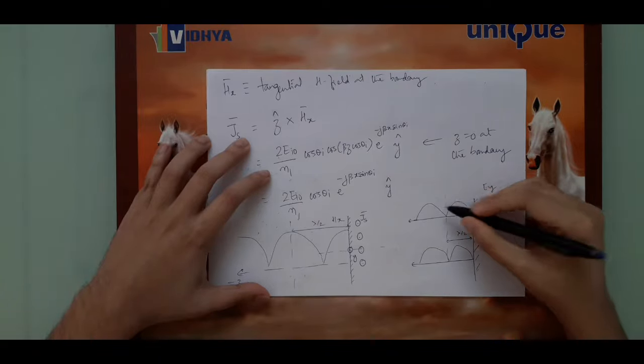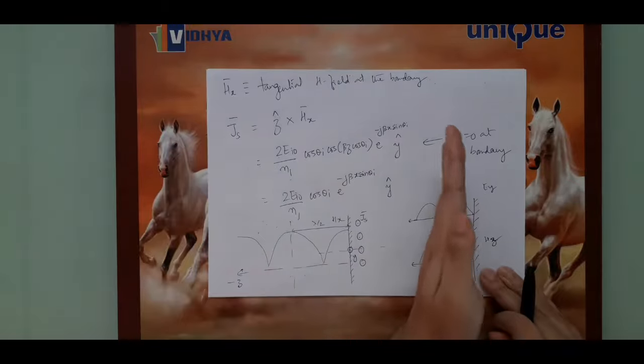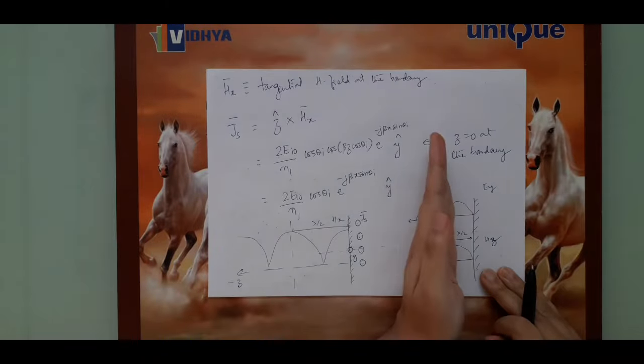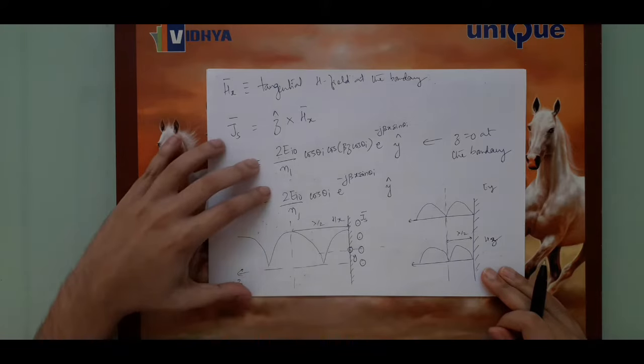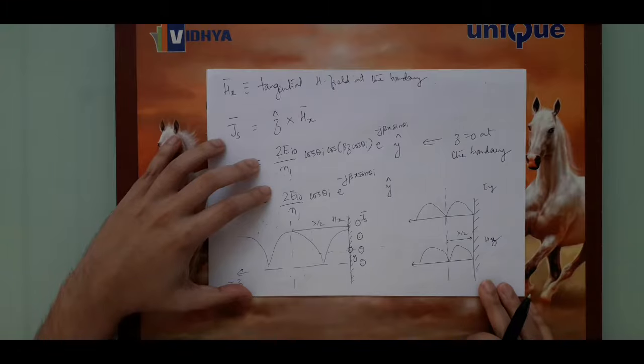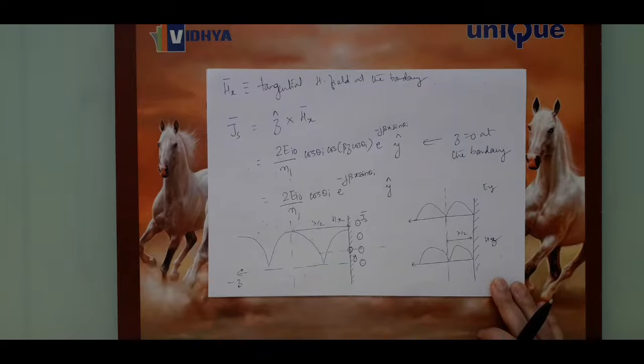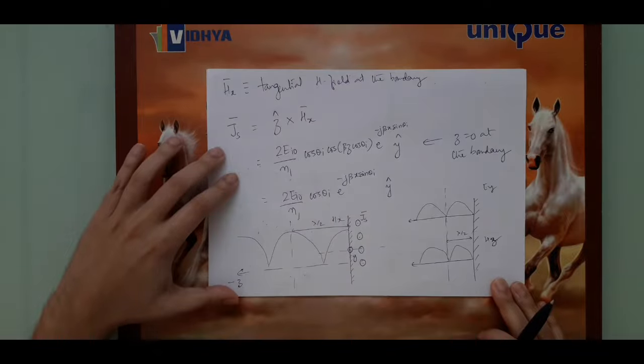So if I place one more conducting body or conducting surface over here at a distance of lambda by 2 from the original conductor boundary, it is essentially the same. So why am I saying this? What is the need for putting one more conductor over here?